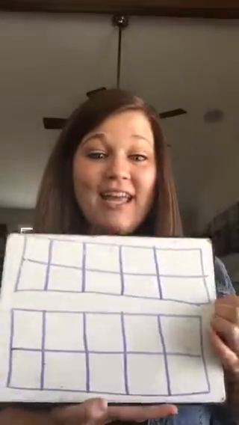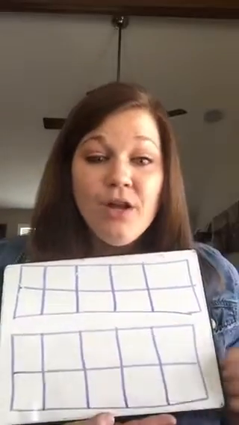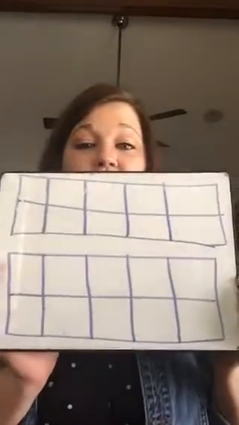Because it has 10 squares in one frame. So look at my top frame right here. There's 10 squares. 1, 2, 3, 4, 5 up top, and then 1, 2, 3, 4, 5 on the bottom. I want you to make 2 tens frames, just like this.